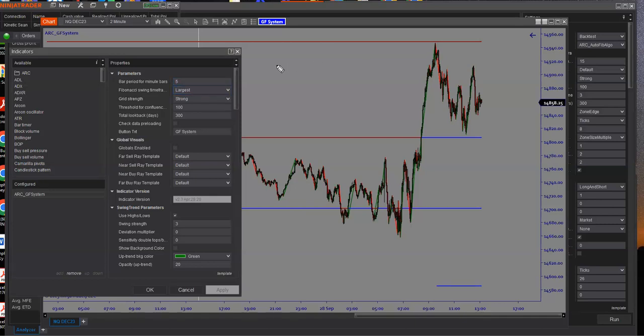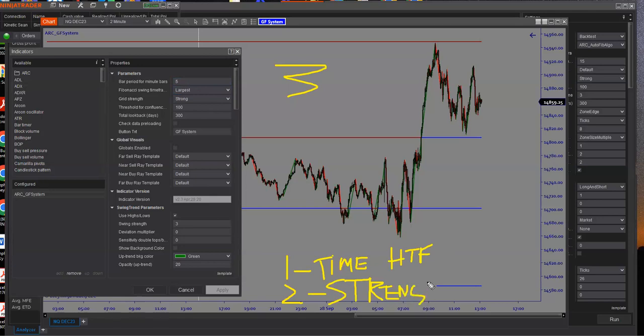There's 3 things that I think drive this. The first one is the time frame, which you're pulling from higher time frame charts. Very, very powerful. The second thing is the strength. And the third is just your entry location. We can tell the algo to tell you each of these.